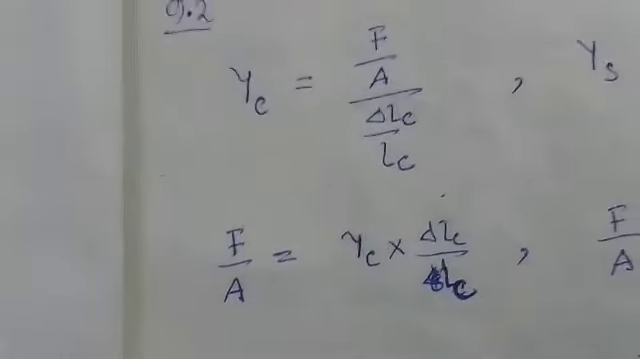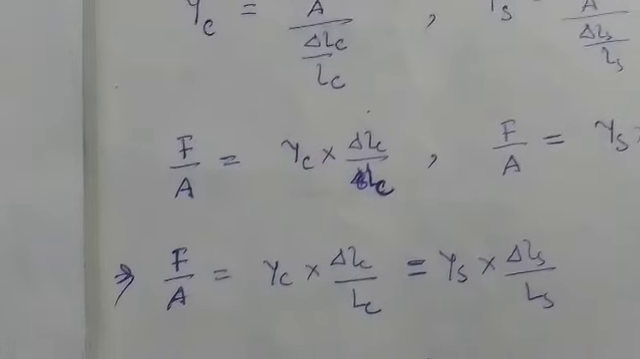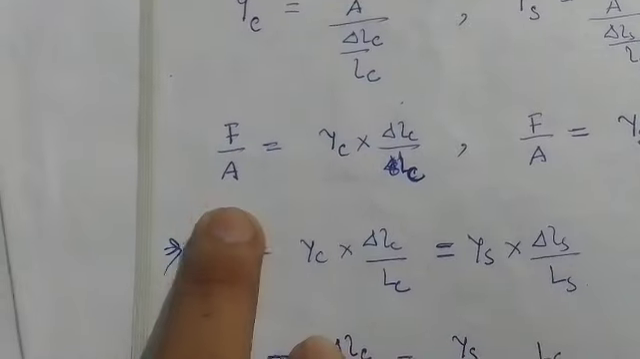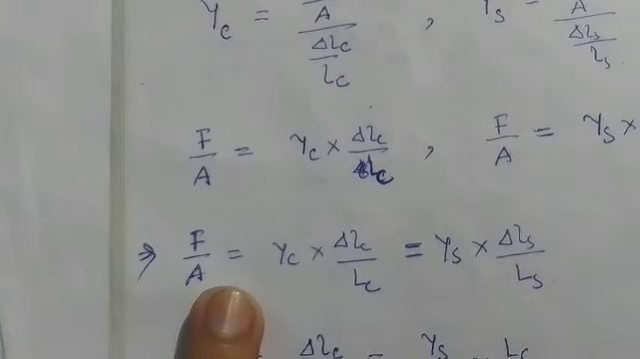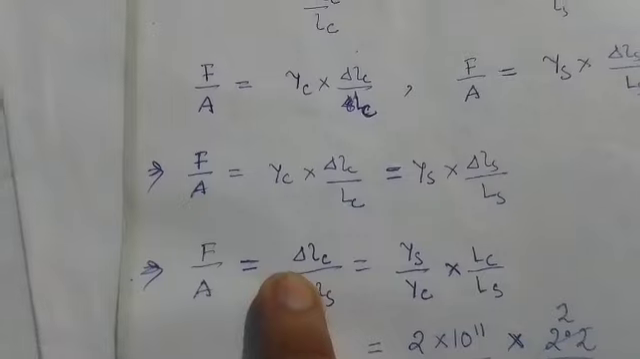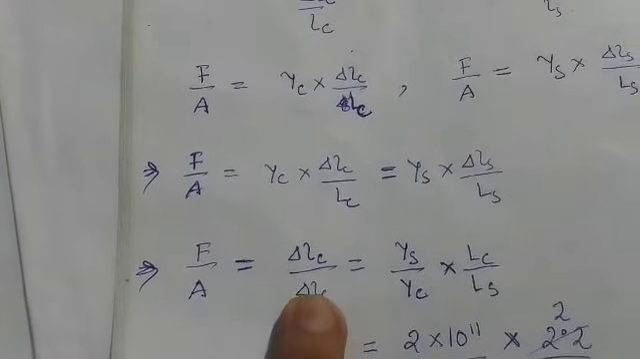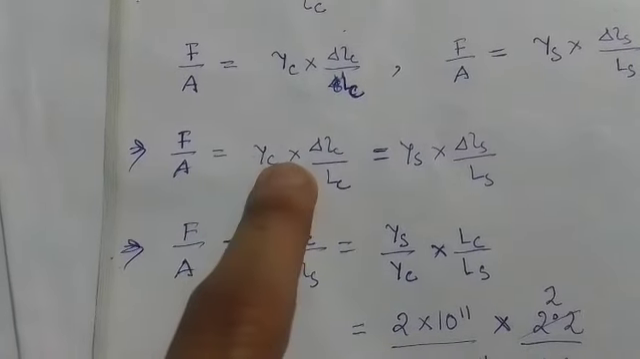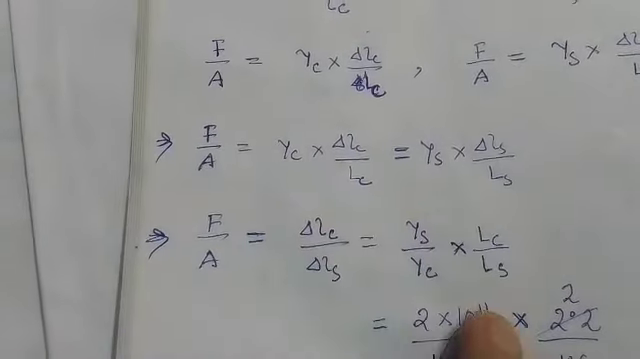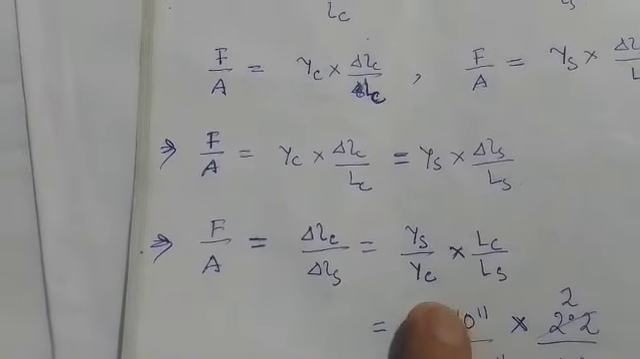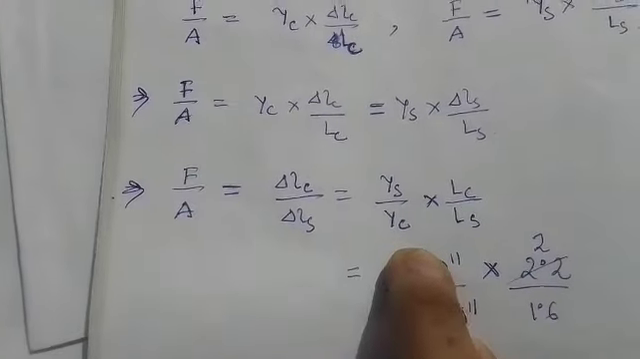So this value of force will be the same for both these wires. This force per unit area, that is the value of stress, will be the same for both wires. So we can write force per unit area to be the same. Now we can modify this equation and write this multiplied with this. If we take this to the right-hand side, it will be divided by YC, that is the Young modulus of copper wire.